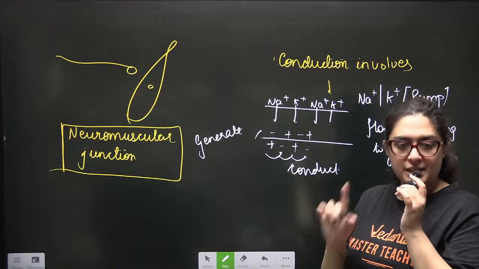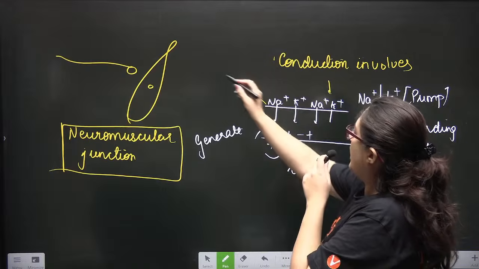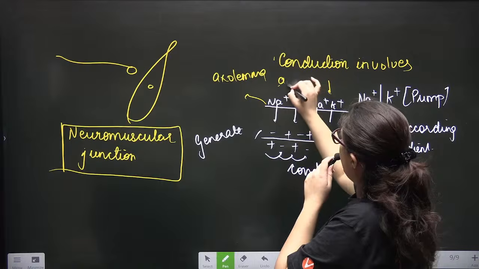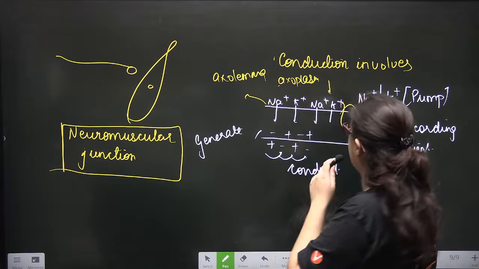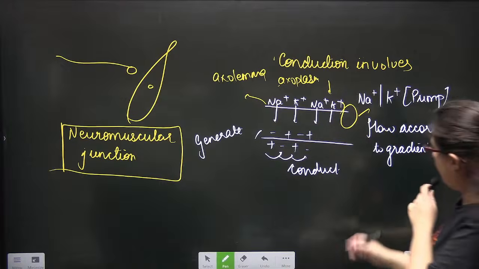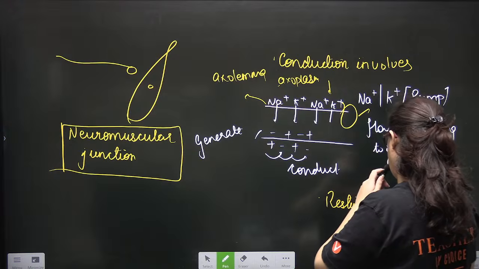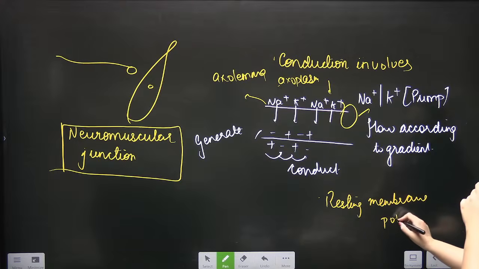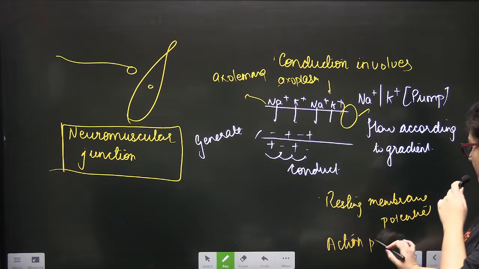This is related with your resting membrane potential and action potential. For what membrane? The axon's membrane, axolemma. This is axoplasm. This is the sodium potassium pump. Done. Resting membrane potential, action potential.